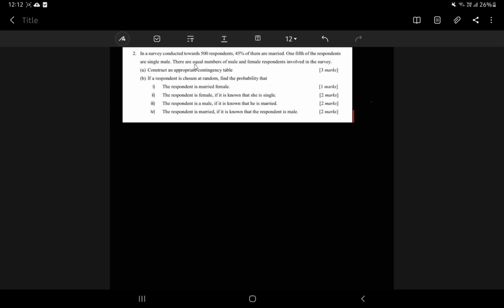In a survey conducted towards 500 respondents, 45% of them are married. Let me highlight it. Married. One fifth means 20%, right? 1/5 times 100% is 20%. So this is basically 20% of the respondents, which is 500 respondents total, are single male.